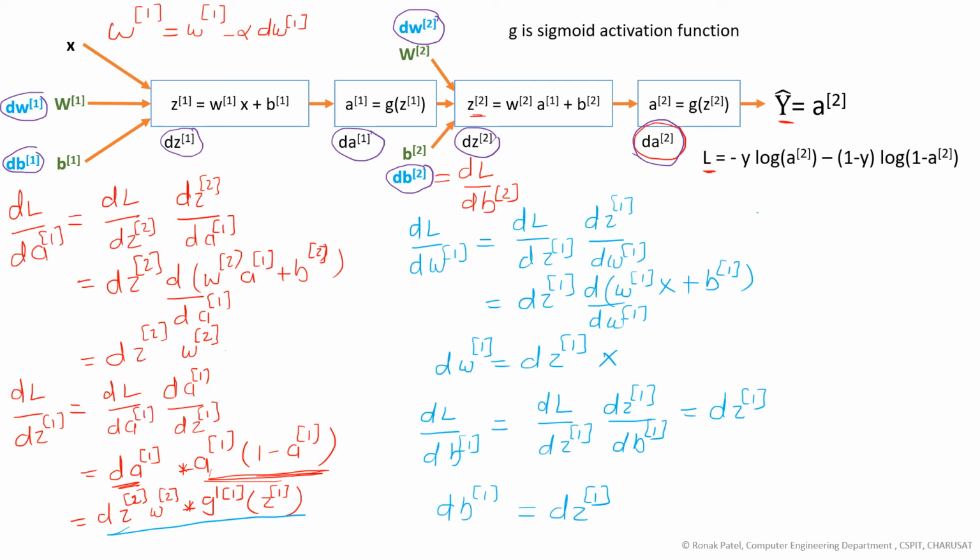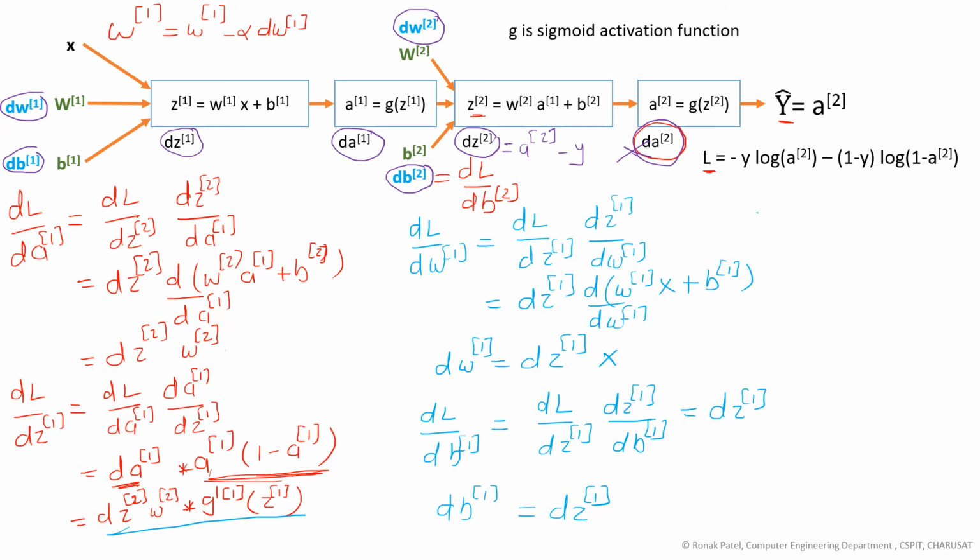But if you see the equation of that dl upon dz2, you can calculate that thing using a2 and y. So we can directly calculate dz2 without this. So no need to find out this dA2, right? dz2 you can directly find out like this, a2 minus y.